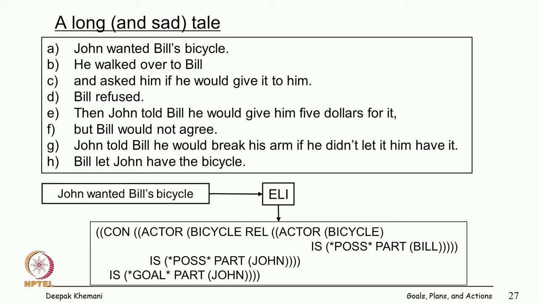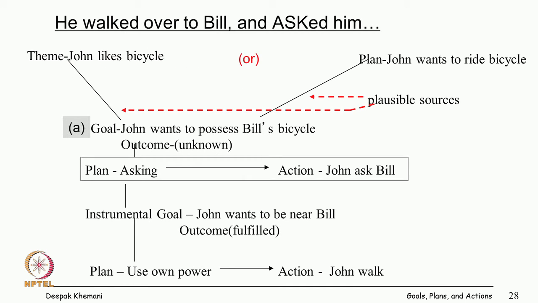there is some actor who wants the bicycle which is possessed by Bill essentially. So, the actor is John and he wants to possess the bicycle which was possessed by Bill, and that is a goal of John essentially. So, John wanted Bill's bicycle. So, he walked over to Bill and asked him for it essentially.